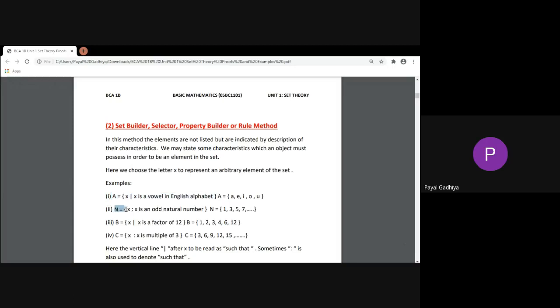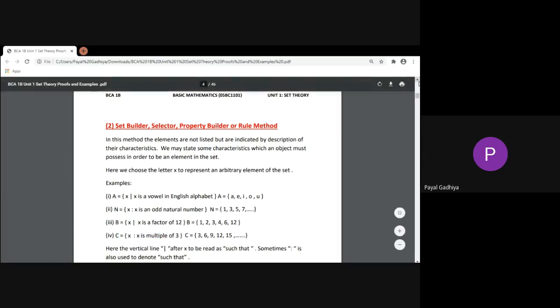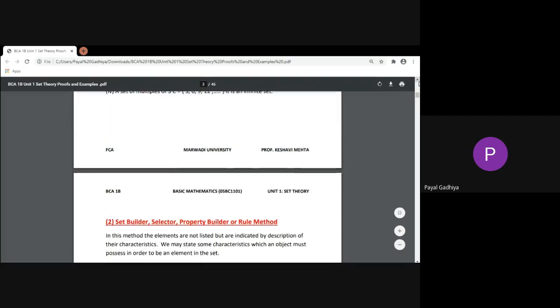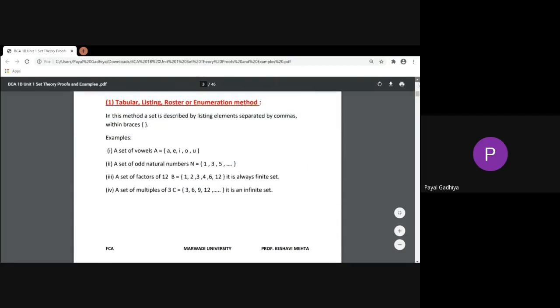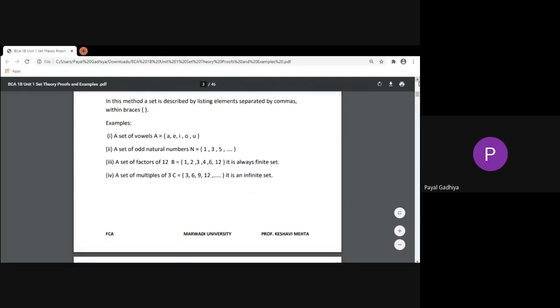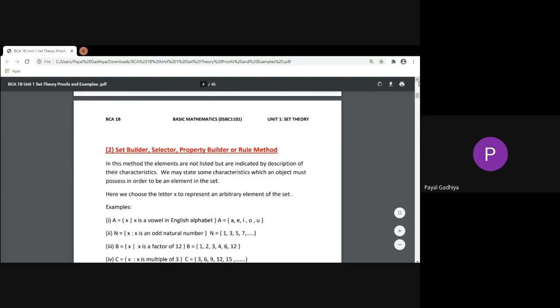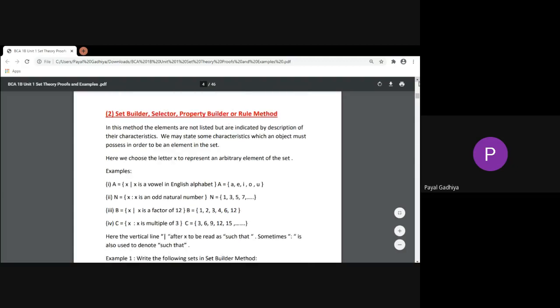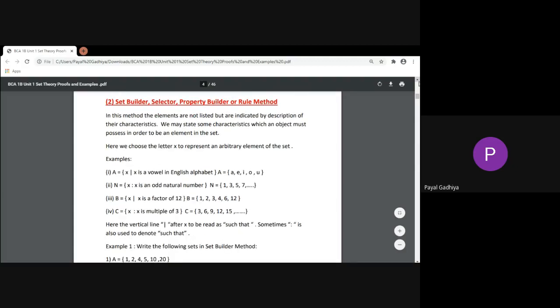Now next is x is an odd natural number. So this is just a characteristic. This is not an element. Next is x is a factor of 12. So this is the definition of elements. It will not contain elements, it will contain characterization. So these are two types of representation of sets. One is tabular method and another is set builder method. Tabular will contain element comma element comma element, and the set builder will contain characterization of elements of those sets.